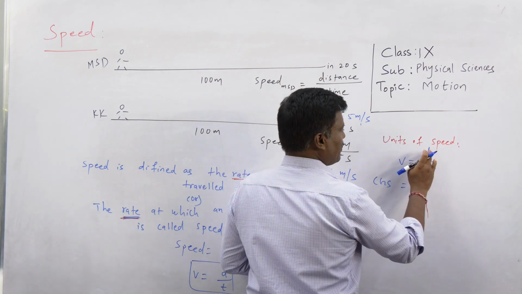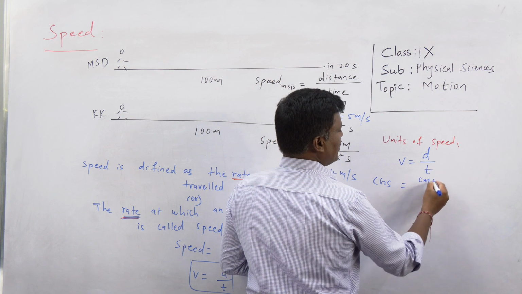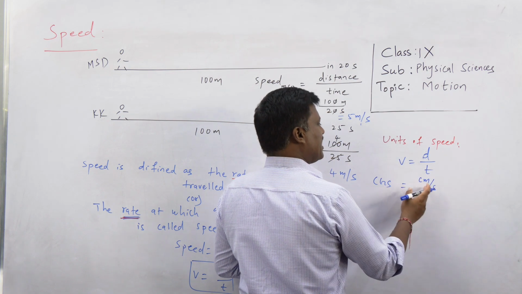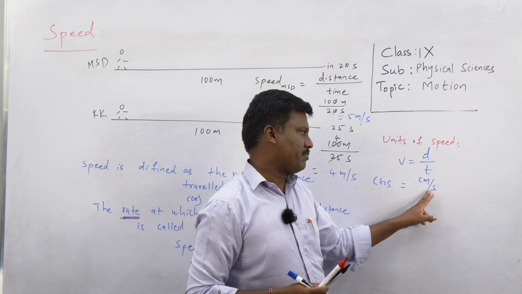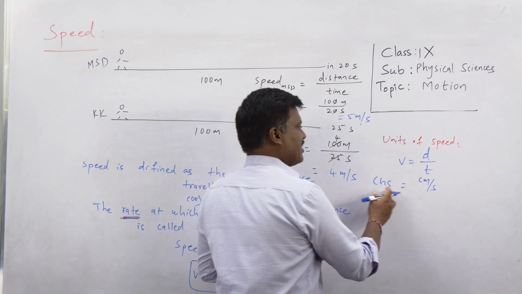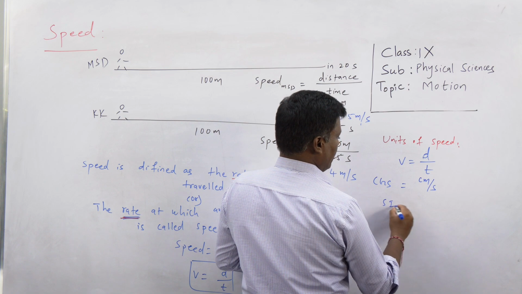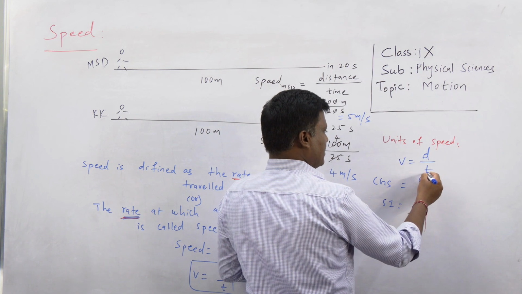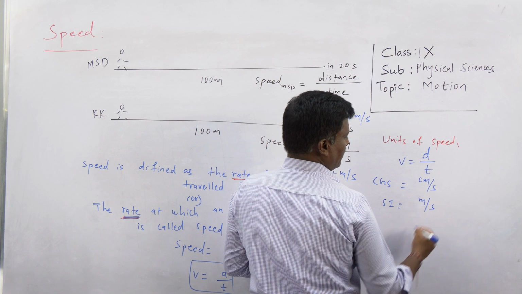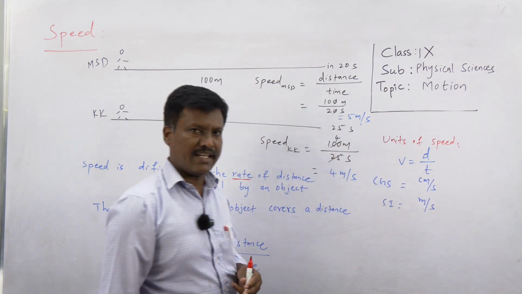Now distance, CGS unit, centimeter; time, CGS unit, second. So centimeter per second. We should not read it as "by second", we should read centimeter per second, right? So this is the CGS unit of the speed. Next, what is the SI unit of the speed? What is the SI unit of the distance? Meters. And what is the SI unit of the time? Second. So the SI unit of the speed is meter per second.